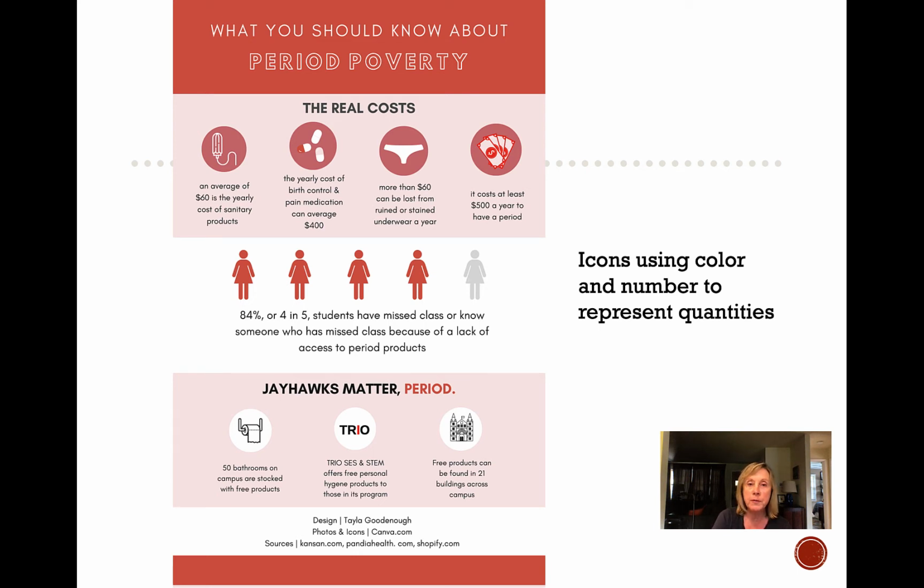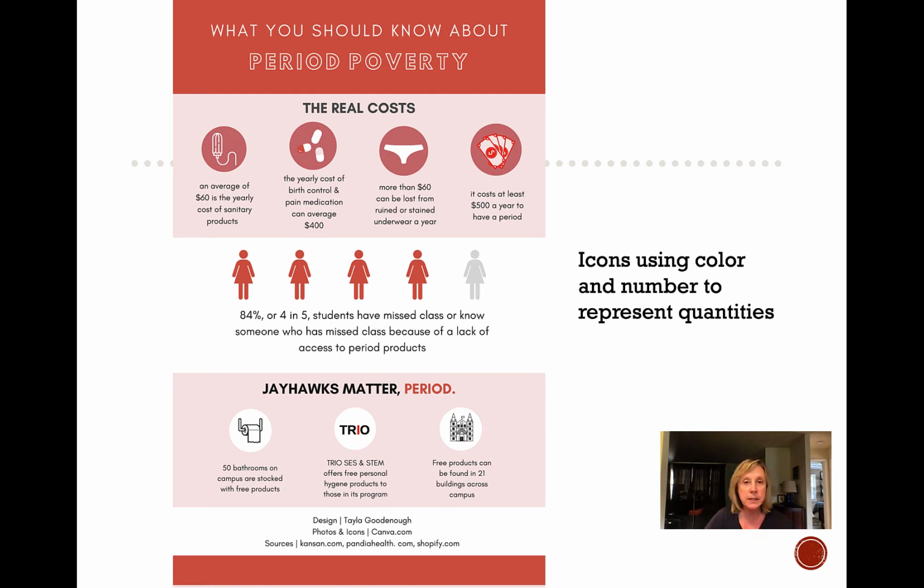So how could you have represented this in a pie chart? Let's consider that for a second. Well, if your pie is 100%, then an 84% slice of that pie, right, represents the students who have missed a class or know someone who has missed a class because of a lack of access to period products. And then a slice of 16% represents students who have not missed a class or who do not know someone who has missed a class. So while this was presented in icons, this could have also been done in a pie chart.